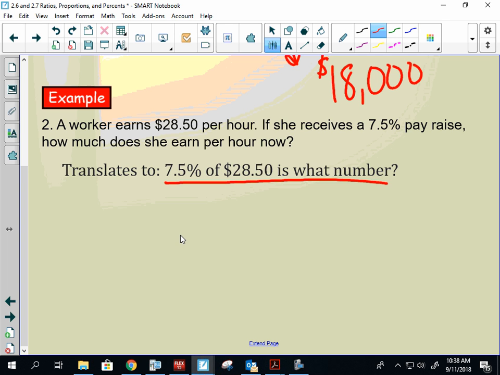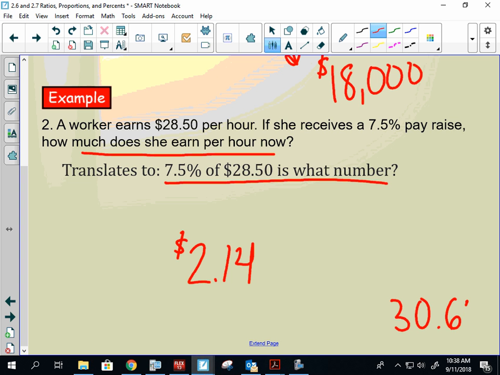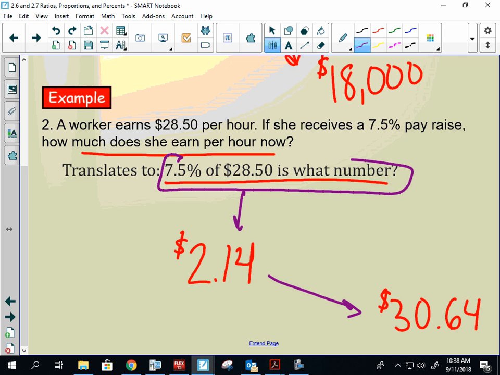So once you translate to English, if you translate to math, you're going to get an answer of $2.14, I believe. But the final question is, how much does she earn per hour now? So I need to add that to the $28.50, and the final answer is $30.64. I'll let you fill in the steps in between, because right now the bigger point is just practice translating.